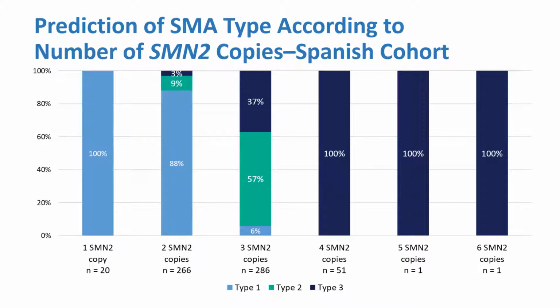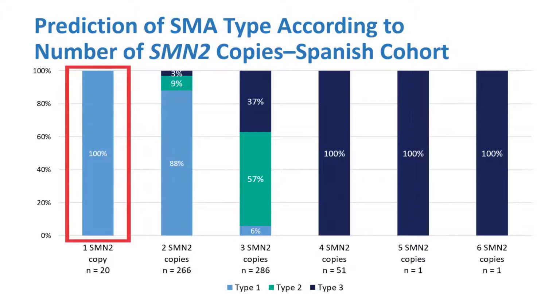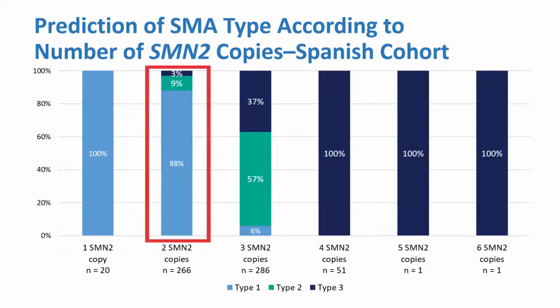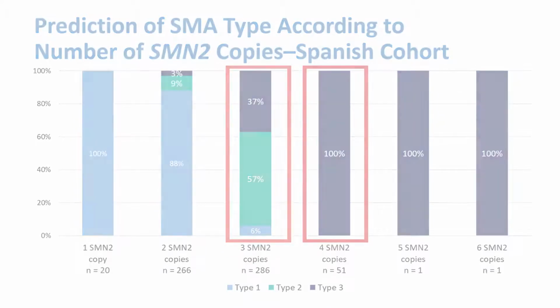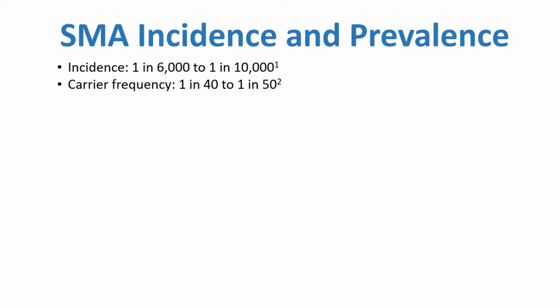And you can come up with a graph such as this slide right here, showing that typically one copy of SMN2 would most certainly be a type 1, two copies of SMN2 would mostly be a type 1, occasionally a type 2 patient, and you can see that 3 copies and 4 copies tend to be milder. And this, once again, is based on the relative incidence of these different types.